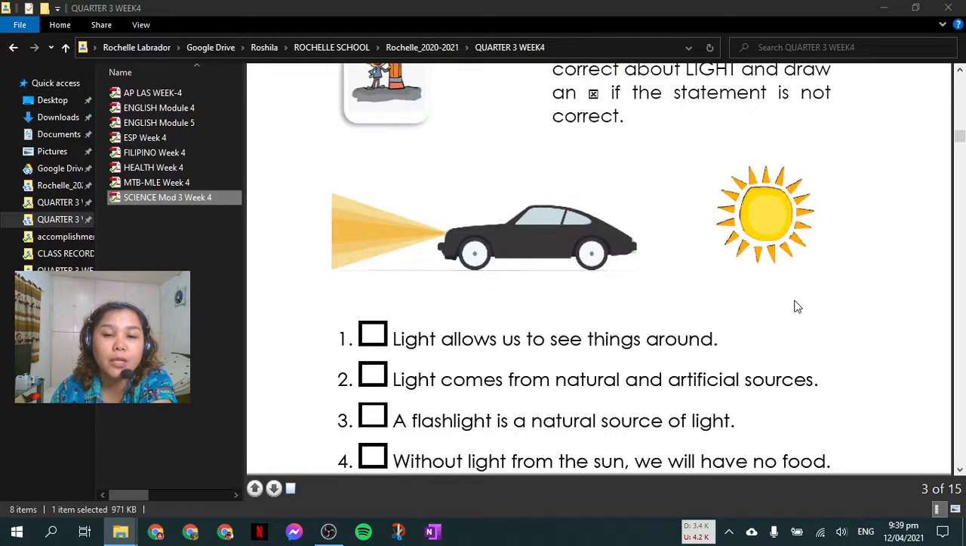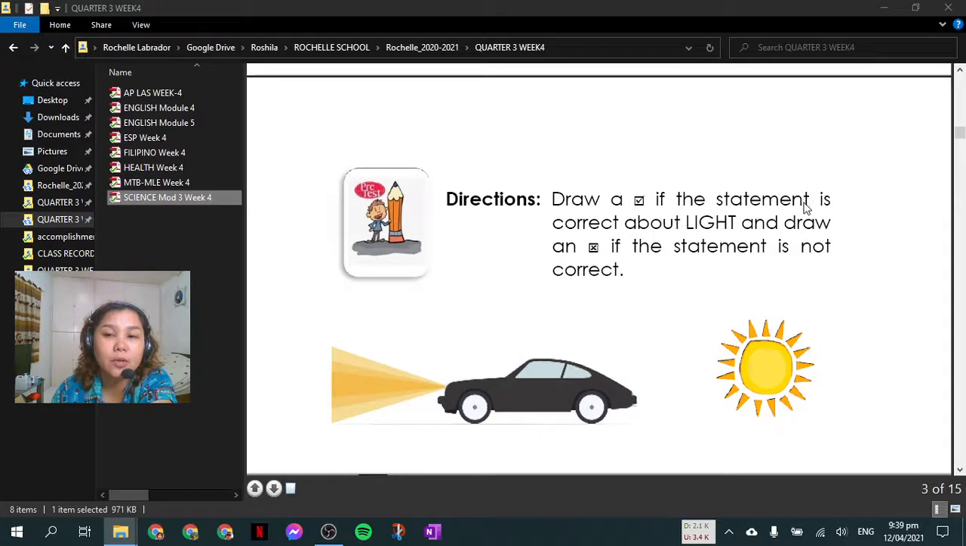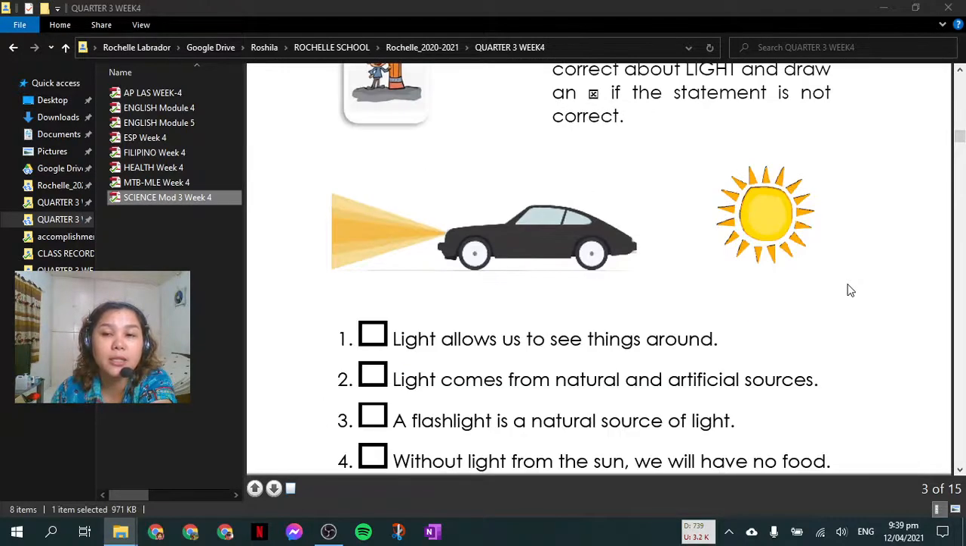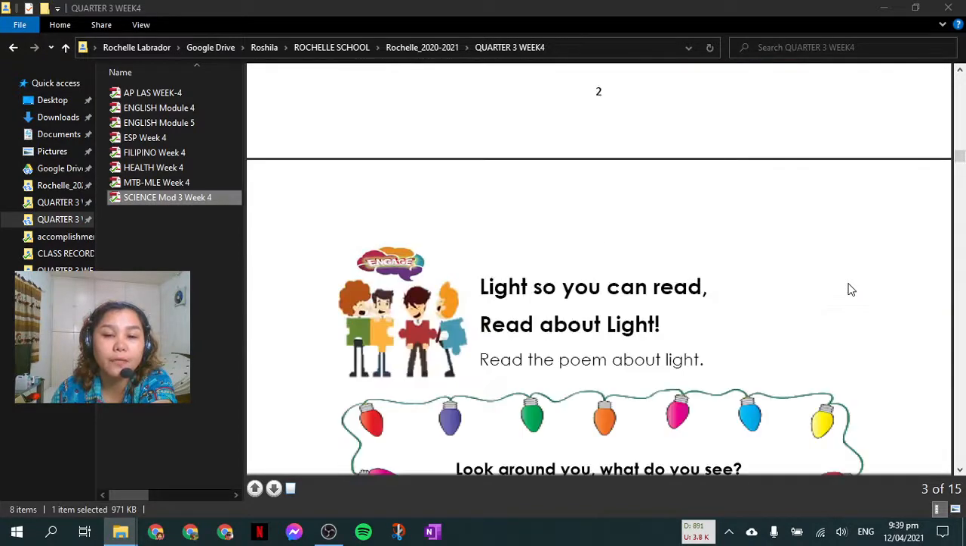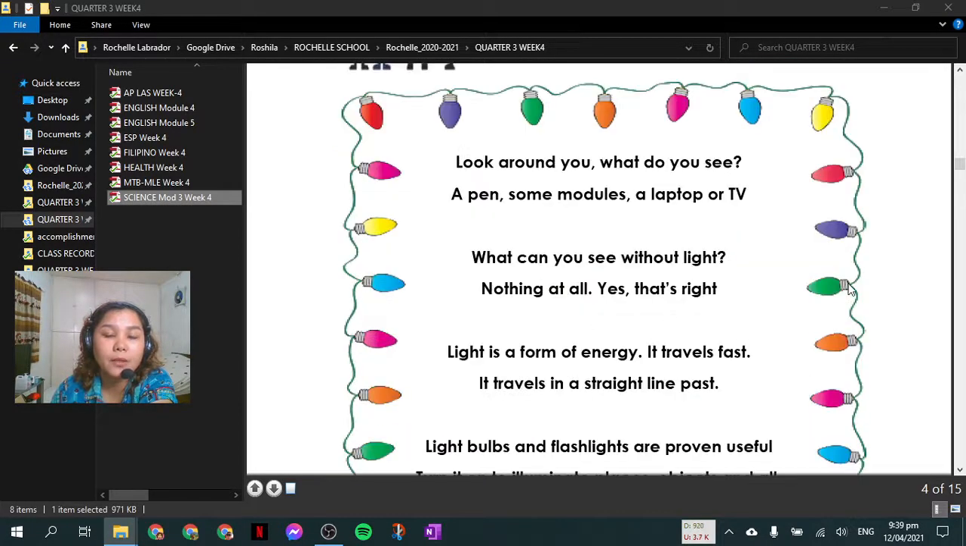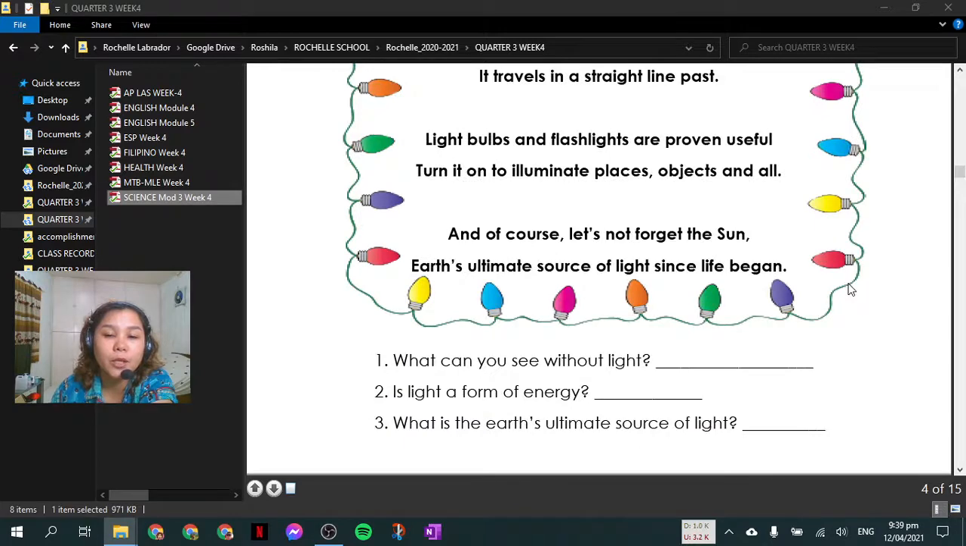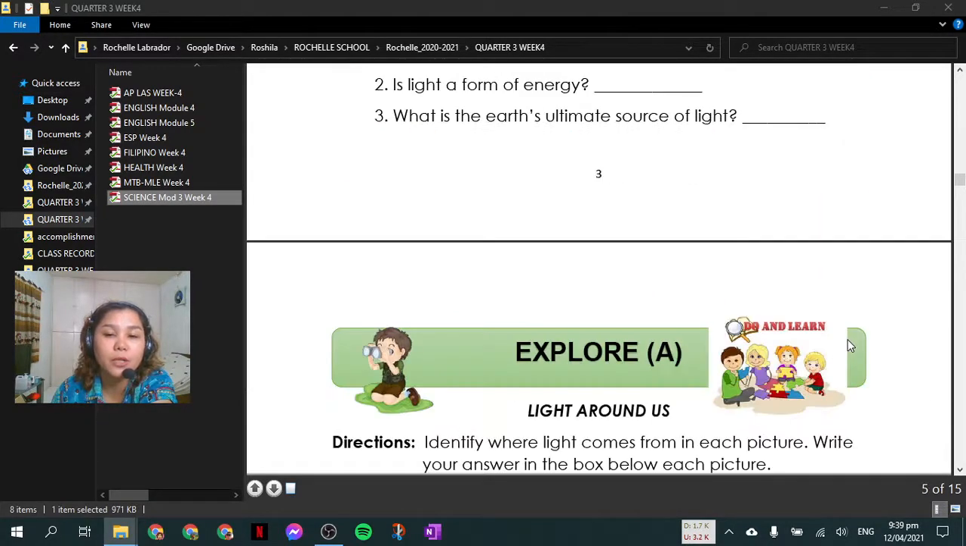And then we have pre-test. Check or X. Check if it's a correct statement about light, and X if not. So that's from number 1 until number 5. And then you have to read this poem. And there are 3 questions below to answer.